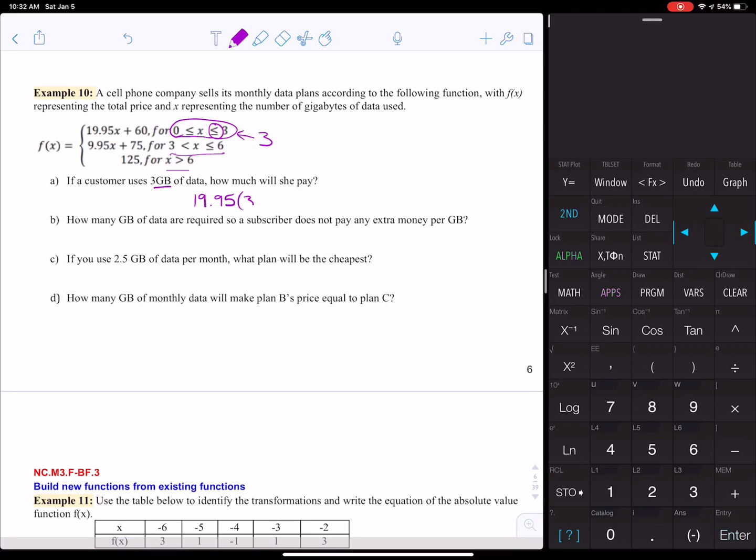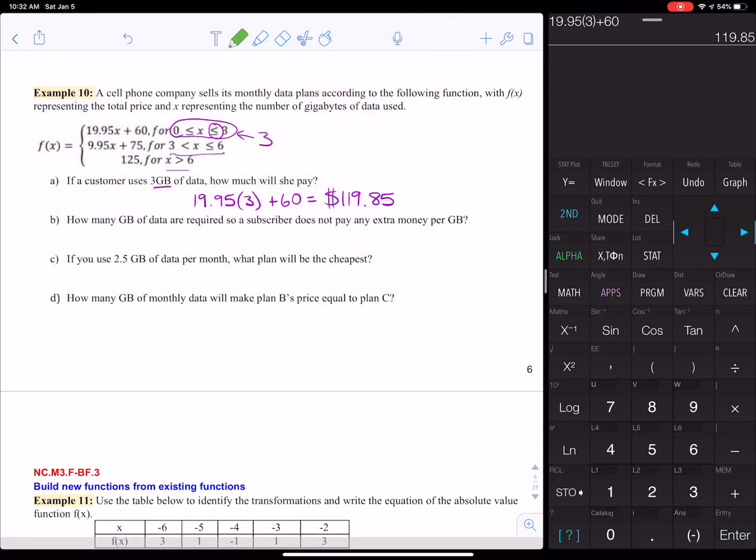$19.95 times 3 gigabytes, so each gigabyte would cost $19.95, plus a flat rate of $60. And then I'm going to come over here to the calculator and just type that in. So $19.95 times 3 plus 60 equals a grand total of $119.85. So that is how much she would pay.